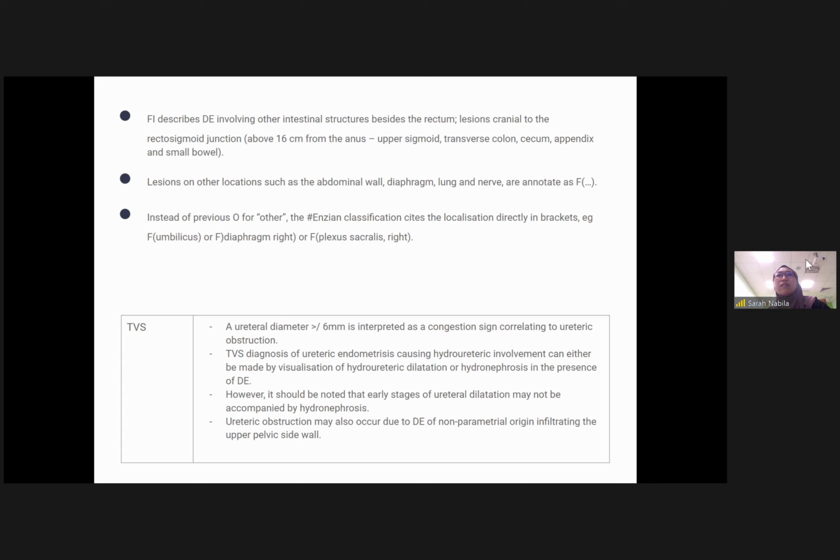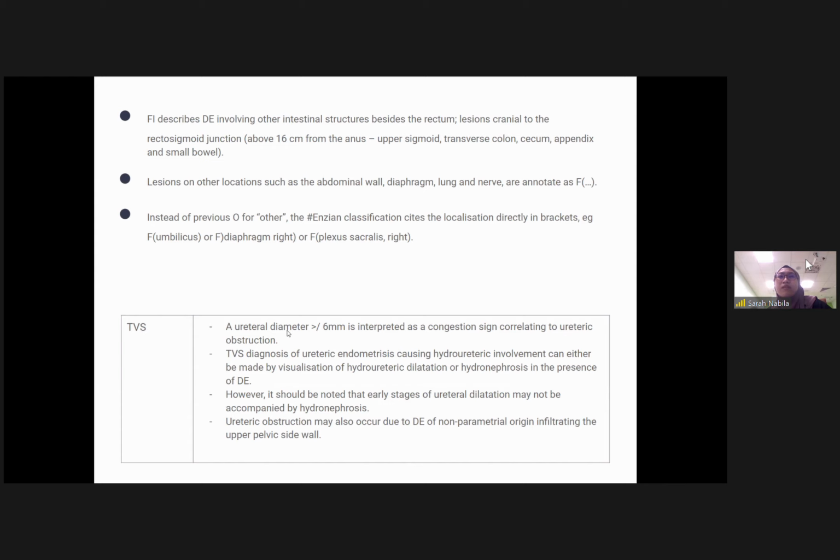but this time they put it under F. So other involvement of endometriotic lesions is still included, to be written in full. Okay, so by TVS, it can also be done.